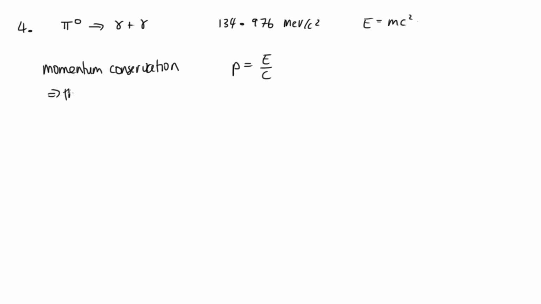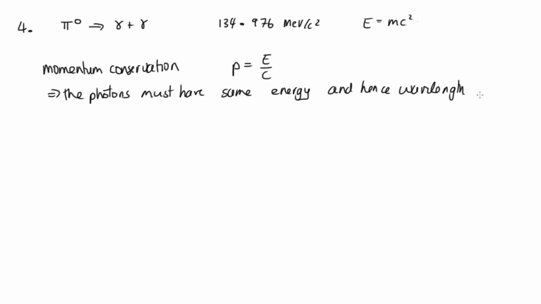So they must have the same energy but be traveling in opposite directions. So the photons must have the same energy and hence wavelength, but be traveling in opposite directions.